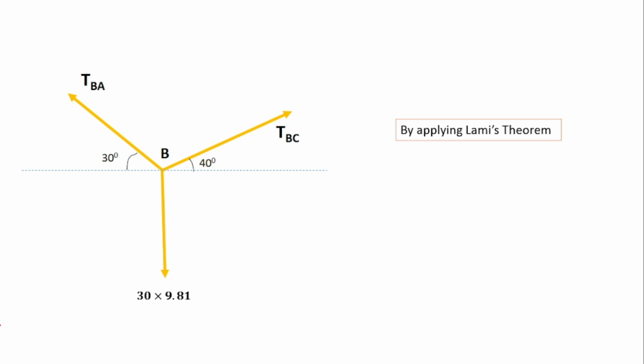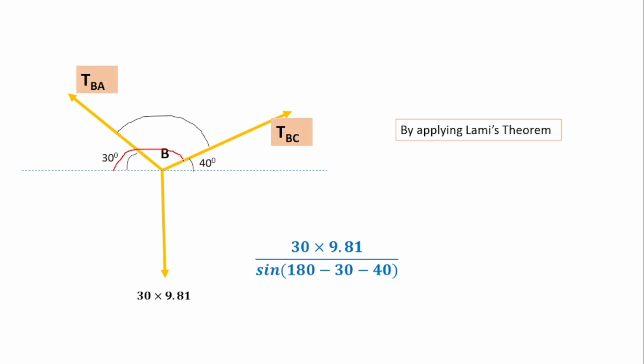So first we'll consider the weight 30 into 9.81. The remaining forces are TBA and TBC. So find the included angle between them. The included angle between them is this angle. The total angle is 180 degree from this point to this point. So from this angle, if you subtract 30 and 40, we'll get the remaining angle, which is the included angle. So 180 minus 30 minus 40 will give you the value of this angle.